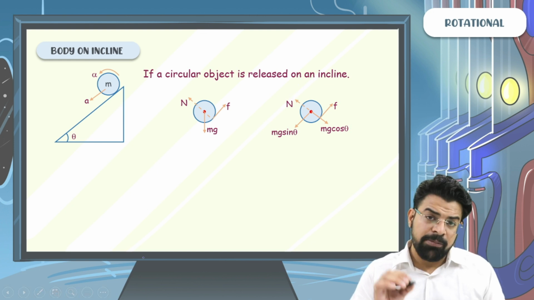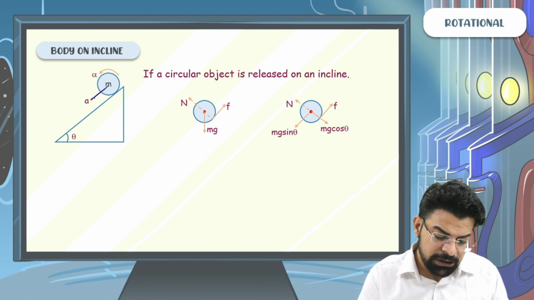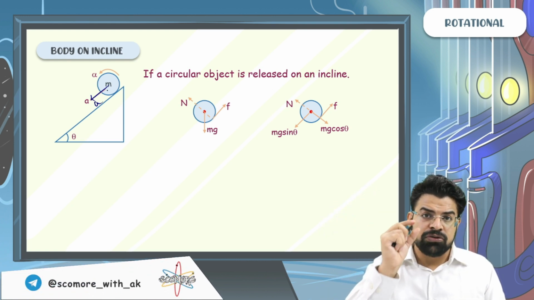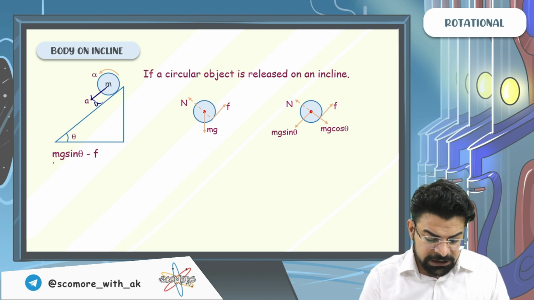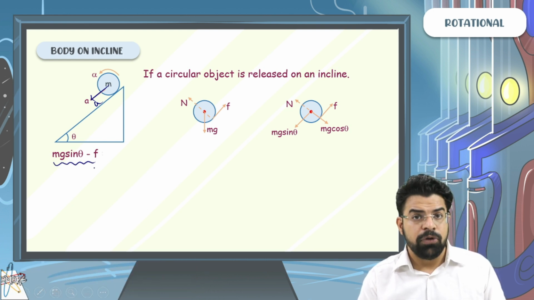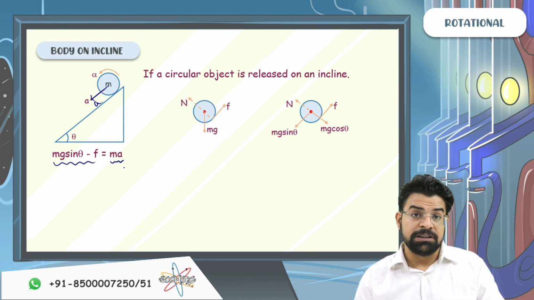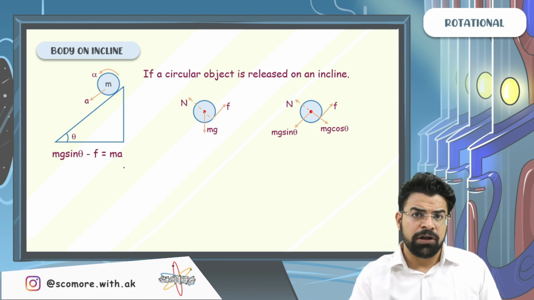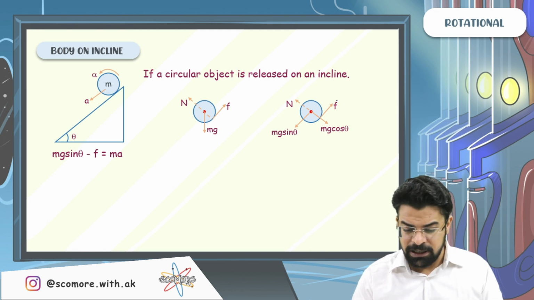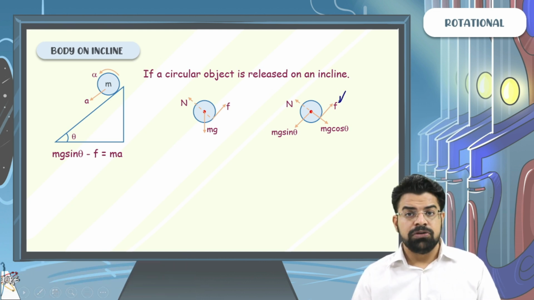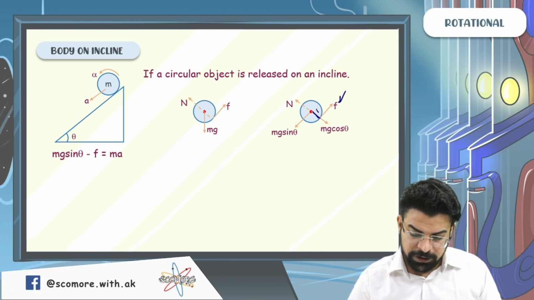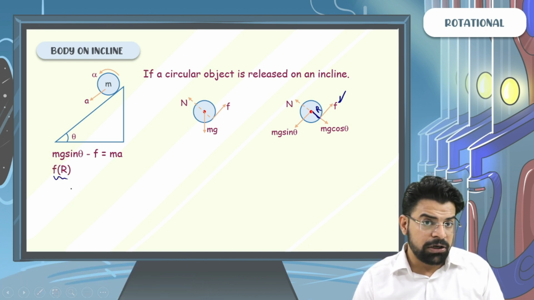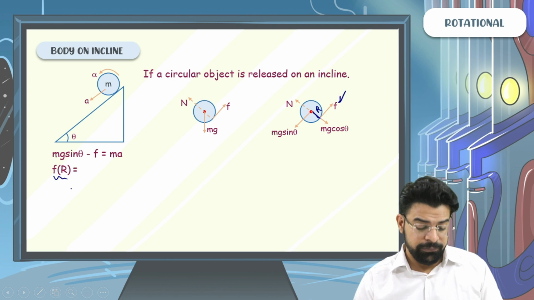And we can make the force equation for the acceleration down the incline. The net force down the incline equals mass times acceleration. So mg sin θ − f = ma. This is the first equation. The second equation we can make is the torque equation. Torque is provided by the force of friction, so this torque equals friction force times R. So f·R, the torque, equals I·α.